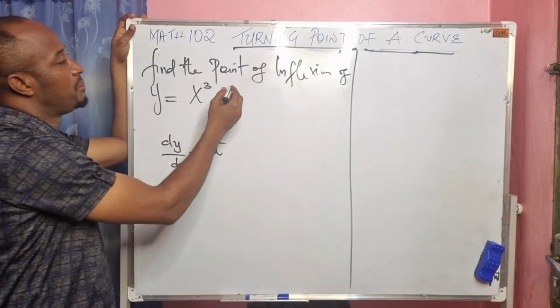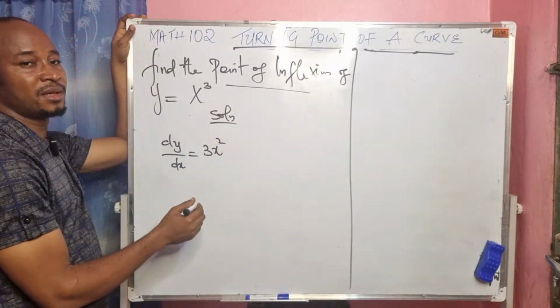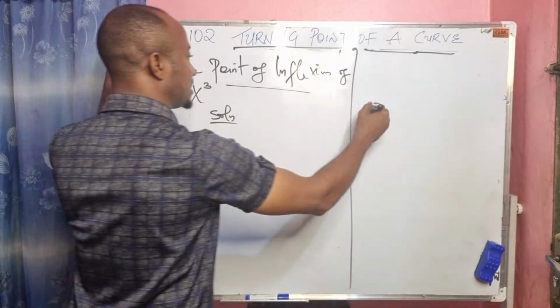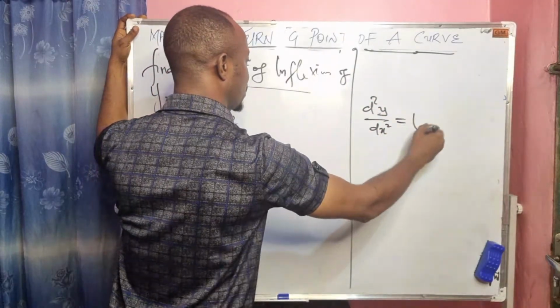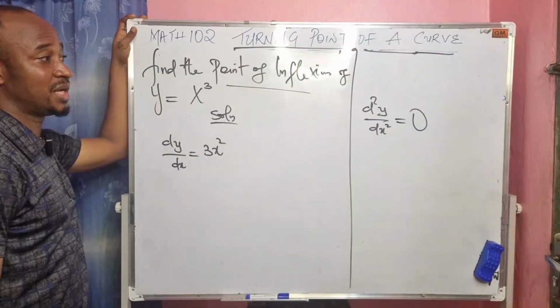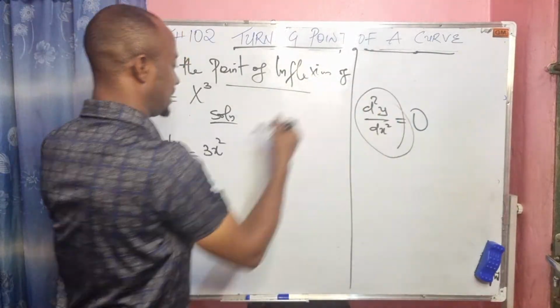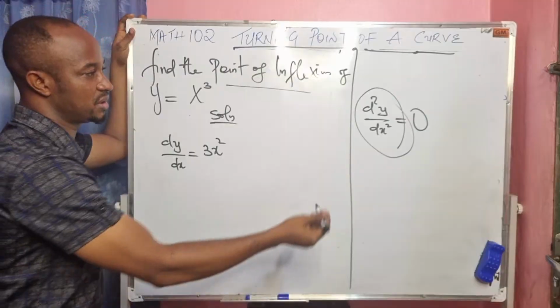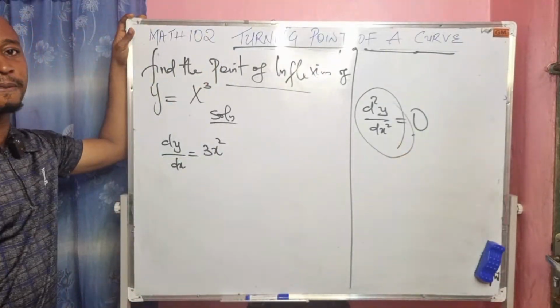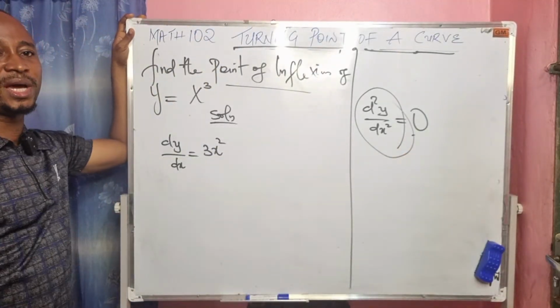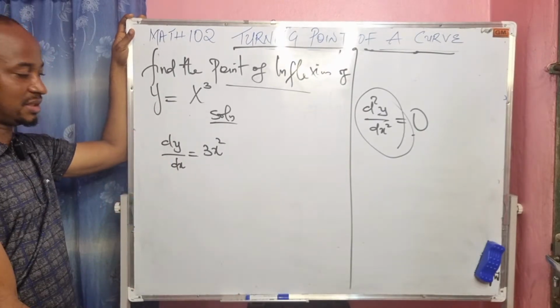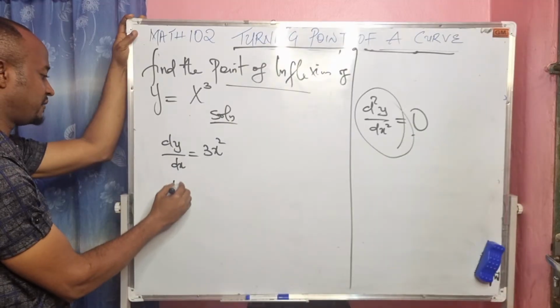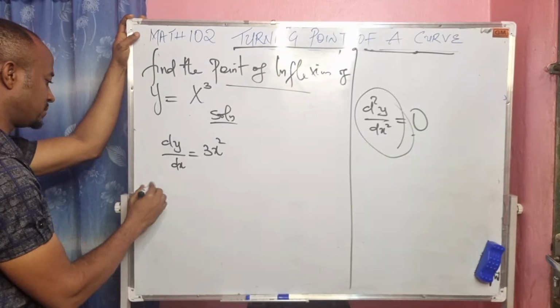But because I'm looking for point of inflection, point of inflection says that d²y/dx² must be equal to 0, right? So that means I will have to differentiate further, then set the function equal to 0 to find x. Then any value of x we have, we put it back into this y to find the coordinate points, right? So let's go.